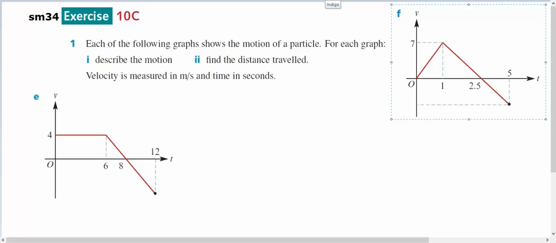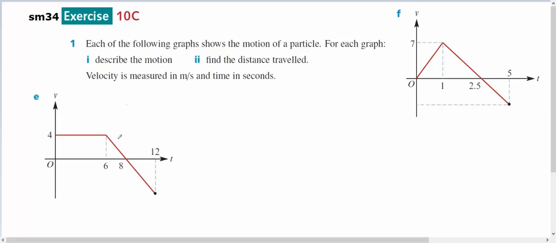This is for Year 12 Specialist. It comes out of Chapter 10, 10C, question number 1. For each of the following velocity time graphs, describe the motion and find the distance travelled. Okay, so what have we got?